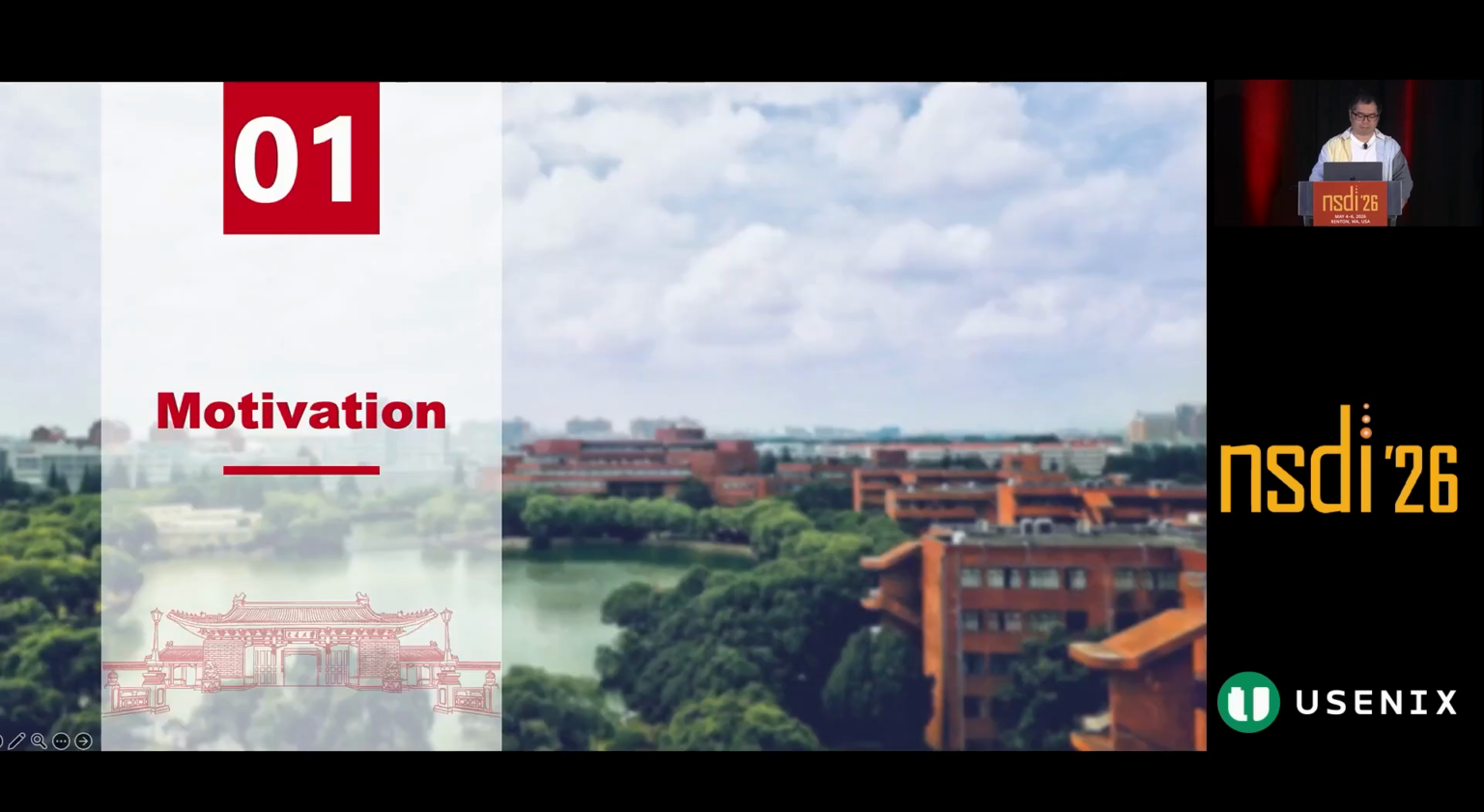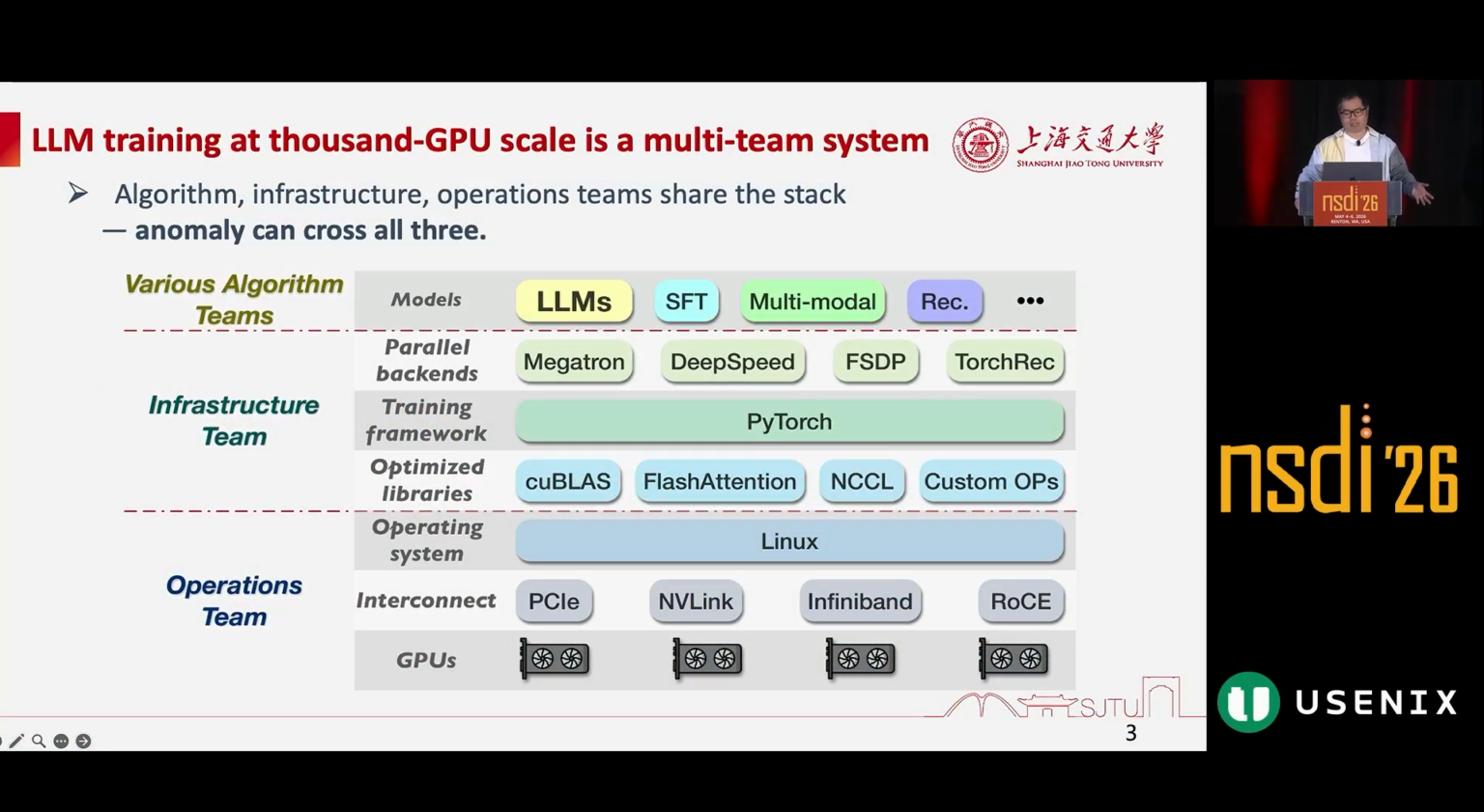Okay, let's dive in. Let me start with why we bothered to build this in the first place, since there is already a lot of similar work. The modern LLM training stack consists of 3 layers. At the top are models, where algorithm teams develop various algorithms. In the middle is infrastructure, where infrastructure teams ship the parallel backends, kernel libraries, and frameworks. At the bottom are the operating system, interconnect, and GPUs, and we have operation teams responsible for keeping the hardware alive.